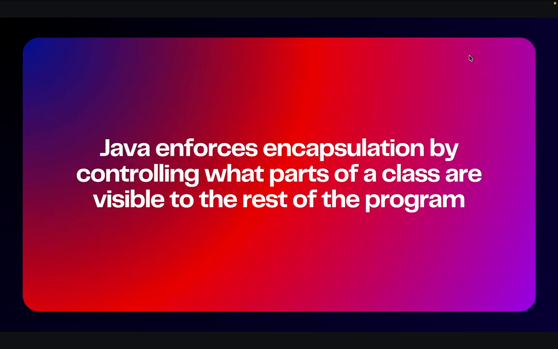So now that we've pretty much covered all those different areas of what encapsulation's aim is, we'll get into examples from here on. What you need to know is Java is going to enforce encapsulation by controlling the class and making sure that the appropriate areas of the program or the code are visible when they need to be.